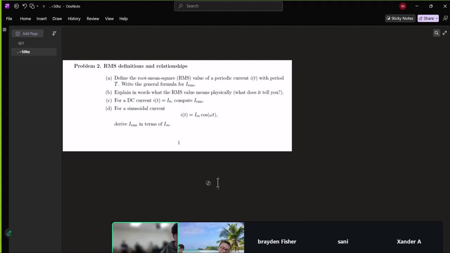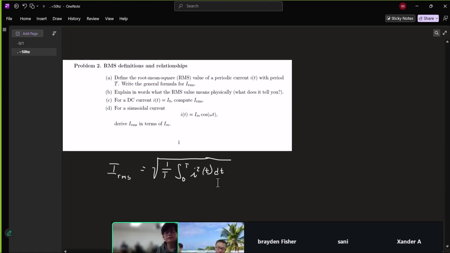And so the definition of root mean square is as follows. RMS equals the square root of 1 over the period, so it's periodic, so you need to know what the period is, of the integral from 0 to T, so for one period, of I squared of t dt. So that's I just because the question said for a periodic current.